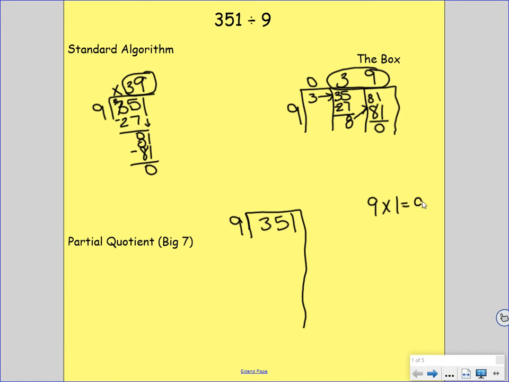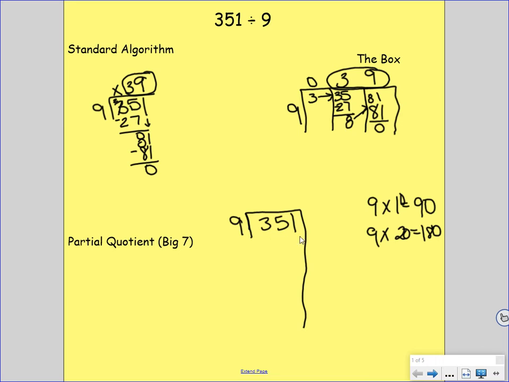Well, I know that's 9. But then I can use my powers, like my knowledge of the power of 10, and I can say, well, if this is a 10, then this is a 90. So now my number is increasing, and I can do that with the facts I know. I know 9 times 2 is 18, so 9 times 20 is 180.